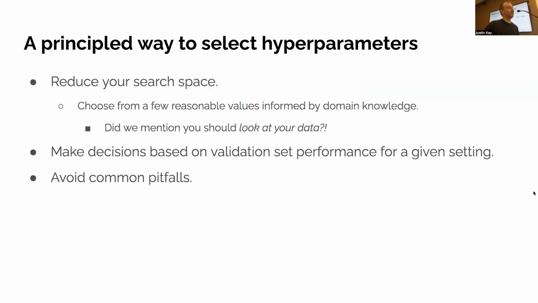So here are the principles. First, reduce your search space. You don't have to search every possible value for every hyperparameter. You can start with reasonable values that are informed by your domain knowledge. Did we mention you should look at your data? We told you that a lot of times. So things like the non-max suppression threshold: if you know that your objects are sparse, you don't need to pick some super high non-max suppression threshold. You can start with a lower default.